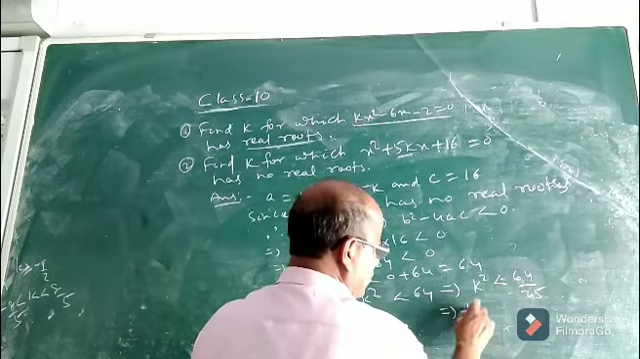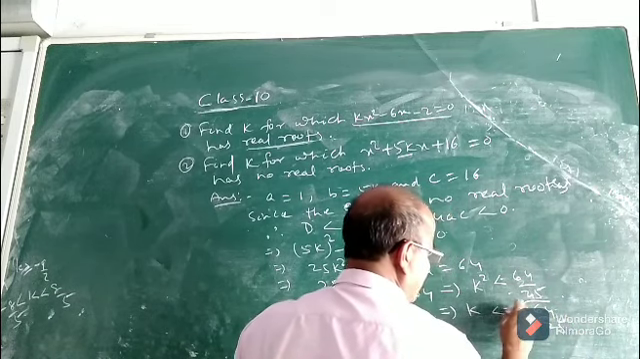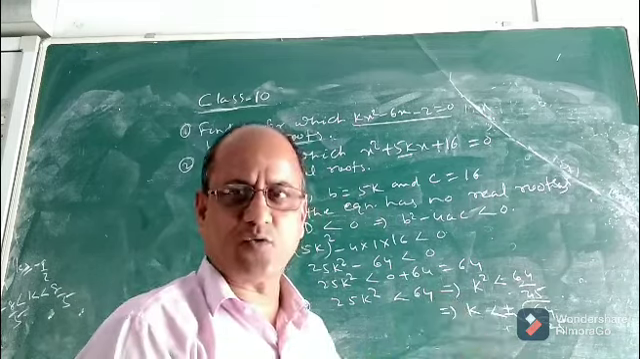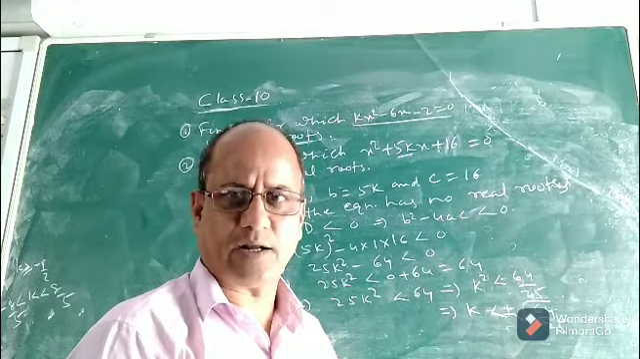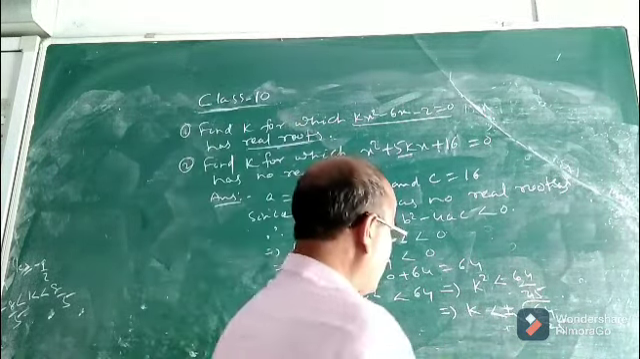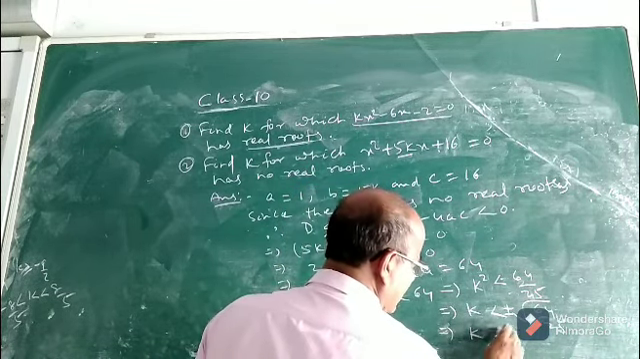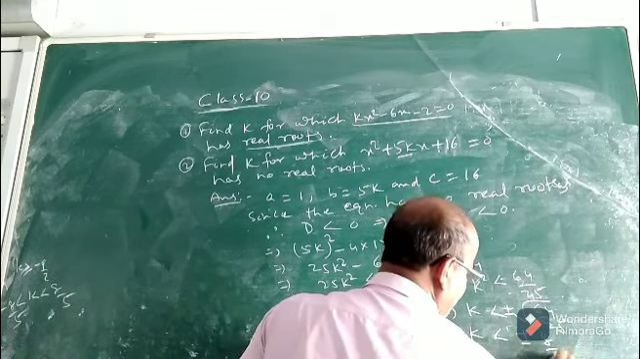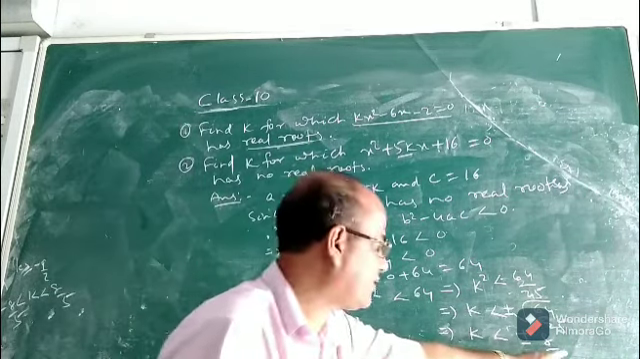And what will be k? So k will be less than the square root of 64 by 25, plus or minus. Whenever we find a square root, we must put the sign plus or minus, because the square root of a number is either positive or negative. So what will be the value? k will be less than plus or minus 8 by 5.